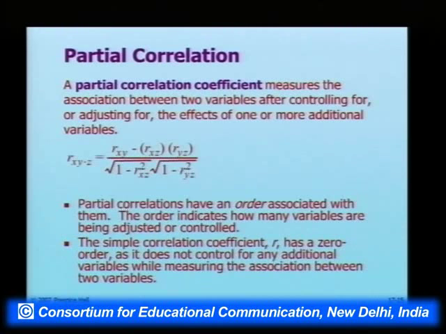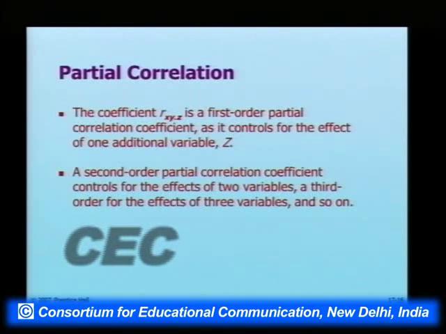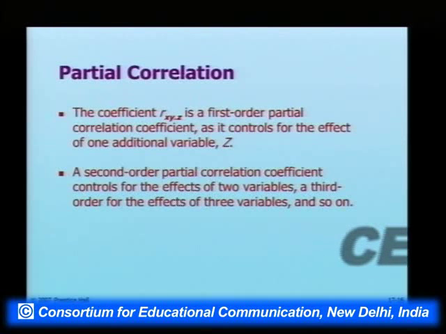In this particular example, this is the first order partial correlation coefficient. It denotes the relationship between x and y when z is kept constant. It is denoted by r x y dot z, which means we are finding out the relationship between x and y, controlling for z. Similarly, if there are more than two independent variables, we can have second order, third order, and later order partial correlation coefficients.